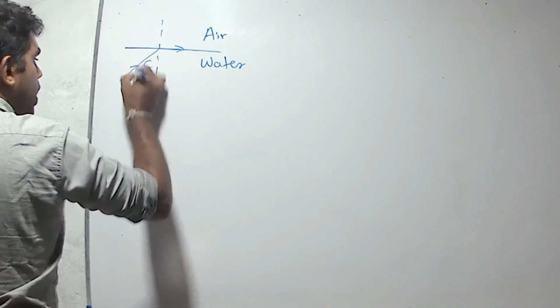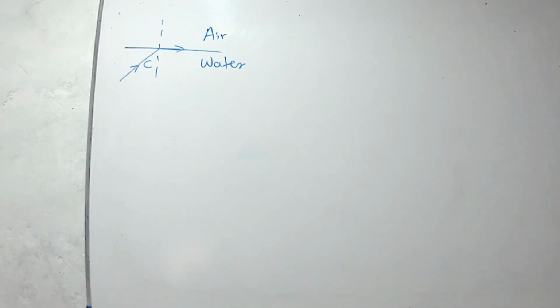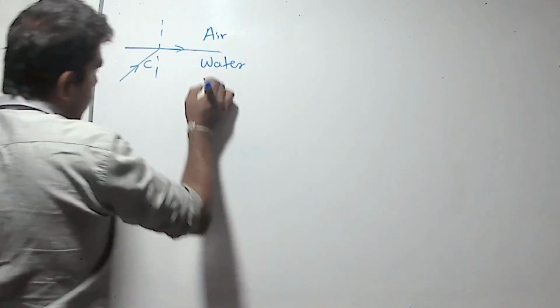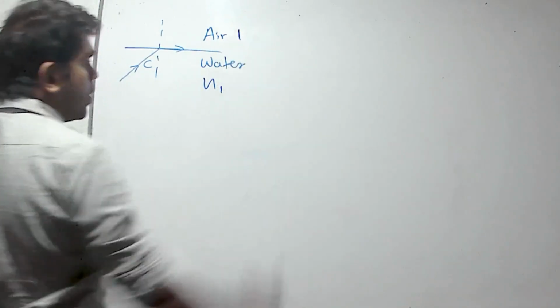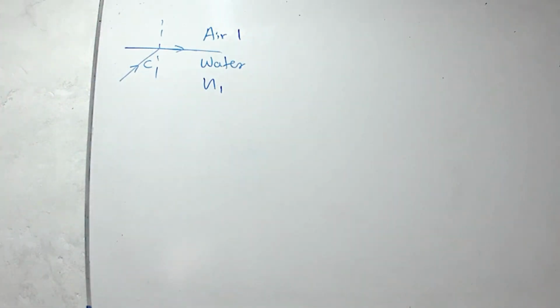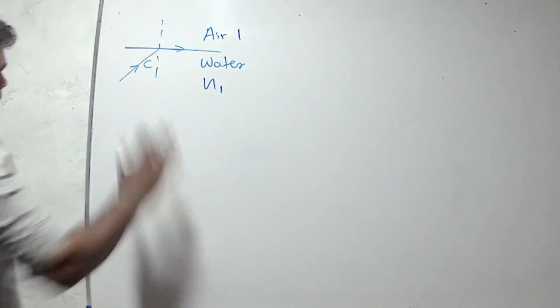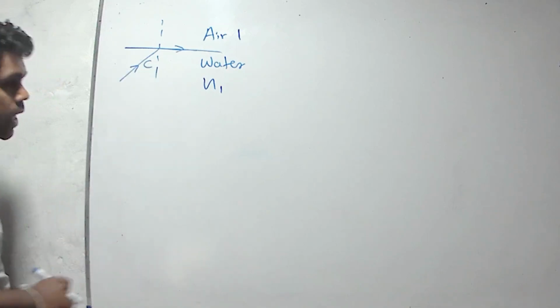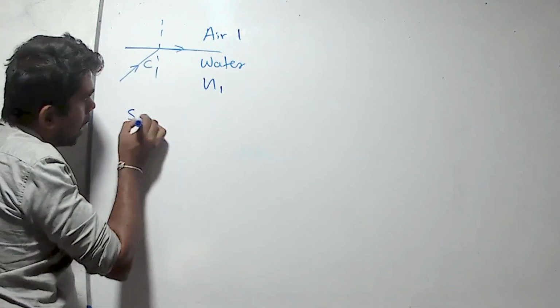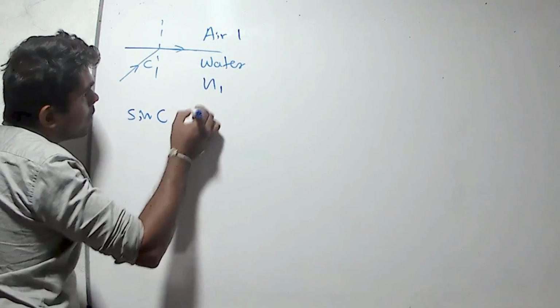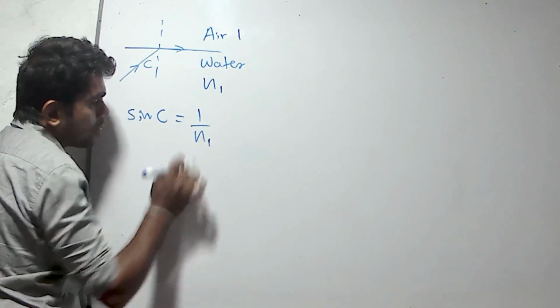You have to consider the ray incident at the critical angle. The refractive index of water is given as N1, and air is medium 1 with refractive index 1. Then we can write the critical angle: sin C equals 1 over N1.